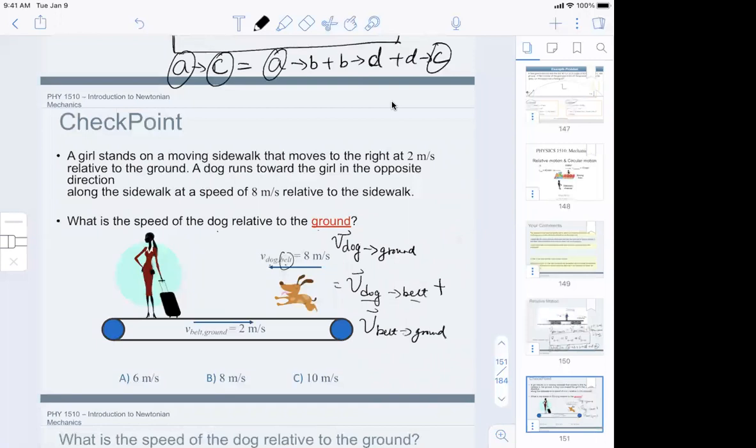Now dog to belt is 8 to the left. I'm going to say left is the negative direction then. And belt to ground is 2, but it's in the positive direction. So I'm going to do 6. I get -6 meters per second in the x hat direction. So dog relative to the ground is moving 6 meters per second to the left-hand side. Now, if you're curious about the speed, then the direction doesn't matter. It's just 6.